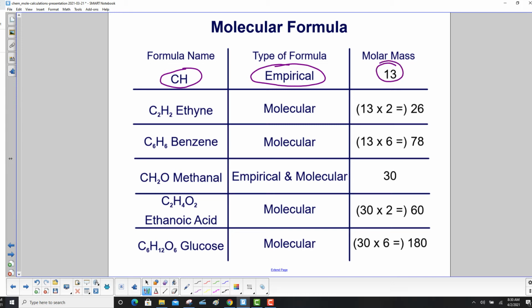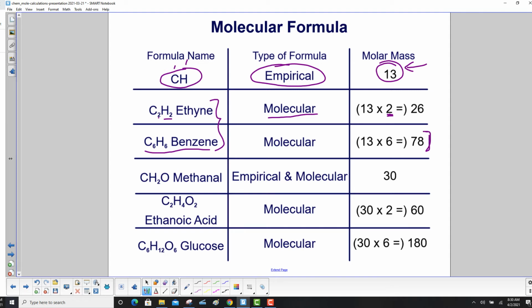Then we have C2H2 ethene. That's a molecular formula. That is a factor of 2 times the molar mass here, so that's 26 is the molar mass. You can see we have 2 carbons, 2 hydrogens, where the empirical formula had 1 each. Then if we multiply it by 6, we get benzene, C6H6. Once again, a molecular formula, and 2 very different compounds. And that would have a molar mass of 78.